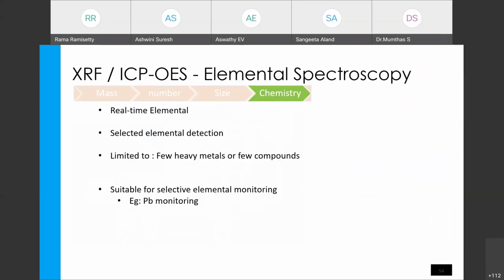And the other method is the spectroscopy method, where people collect the particles and do XRF and ICP-MS elemental analysis. Nowadays there are also some limited elemental analysis XRF instruments available. For example, if you want to measure lead or some other metals in the aerosols, those kinds of equipment are also available now.